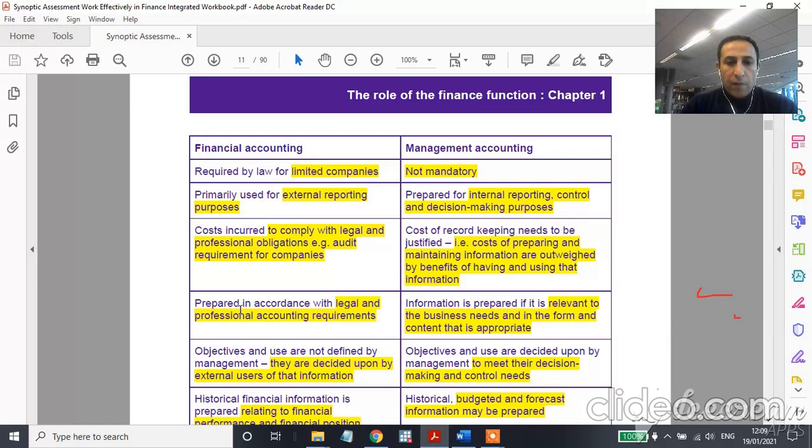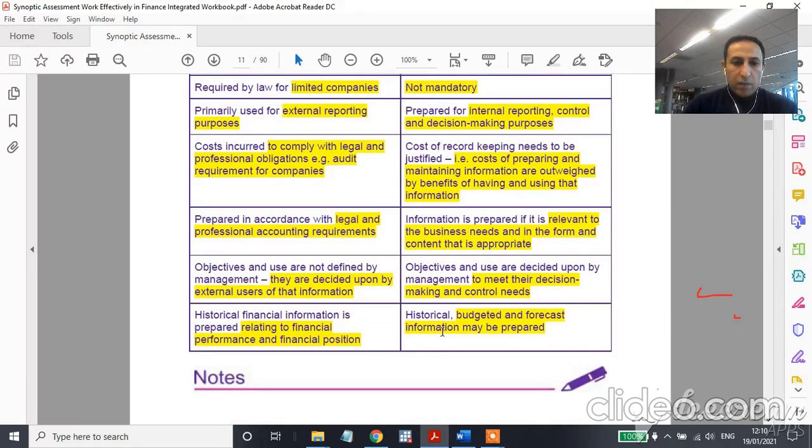And get some more information, because in the exam you have a question worth about 8 marks relating to financial accounting and management accounting, especially in this unit, working effectively in finance. You are dealing more with the responsibility and accountability of these two teams.